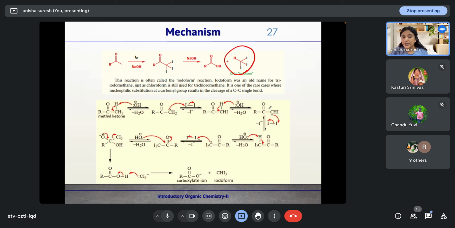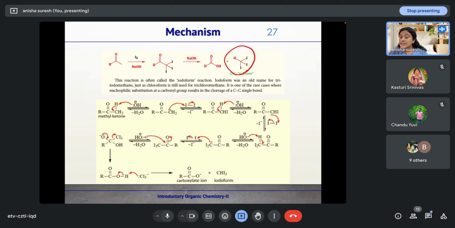Enolate can also form. This anion can rearrange and lead to formation of the enolate. Then once the enolate falls back, the anion will attack the iodine, leading to formation of CHI2. Again, there is one more proton, so the OH minus will abstract that proton, leading to formation of the enolate. That enolate will attack the iodine, so CI3 will be forming.